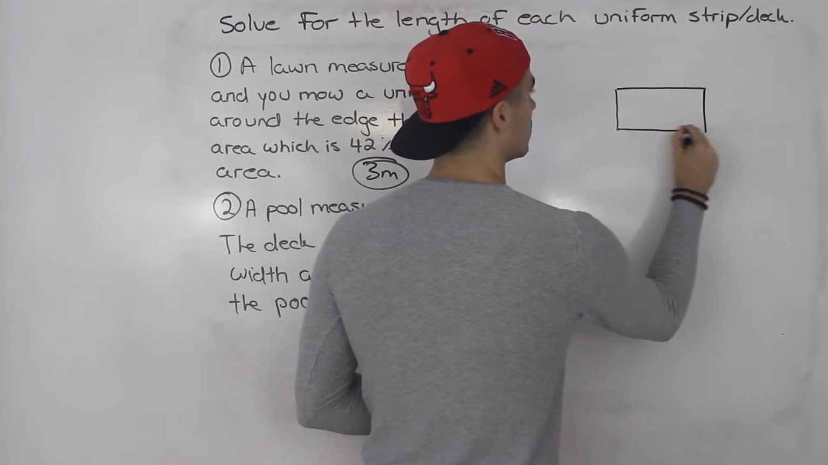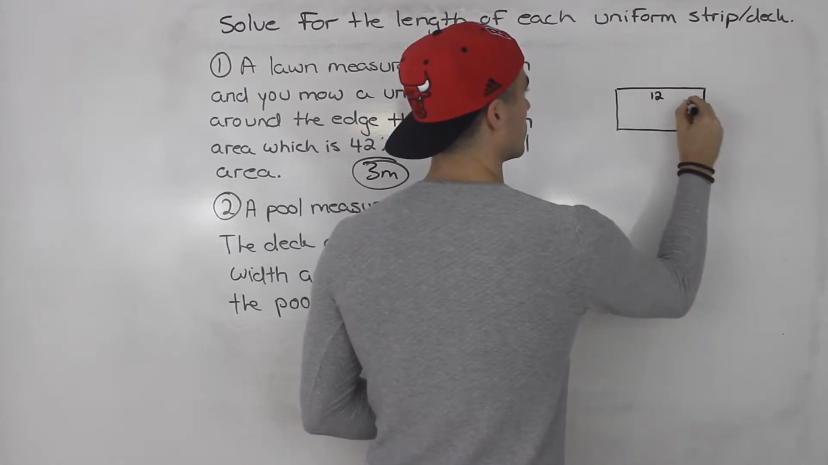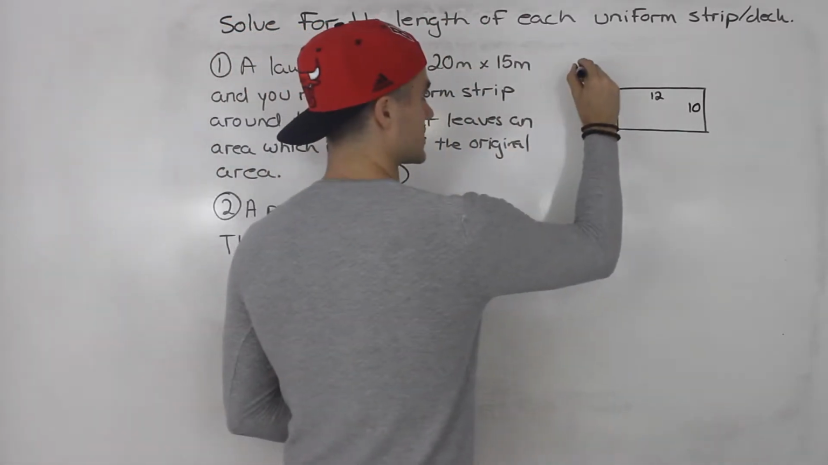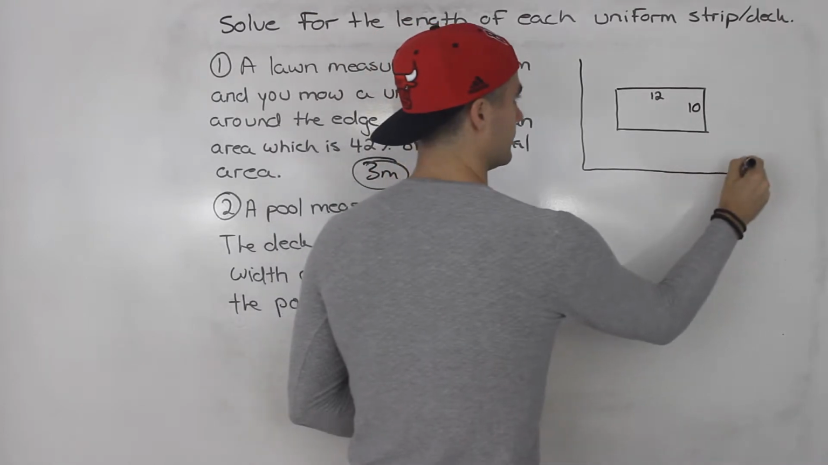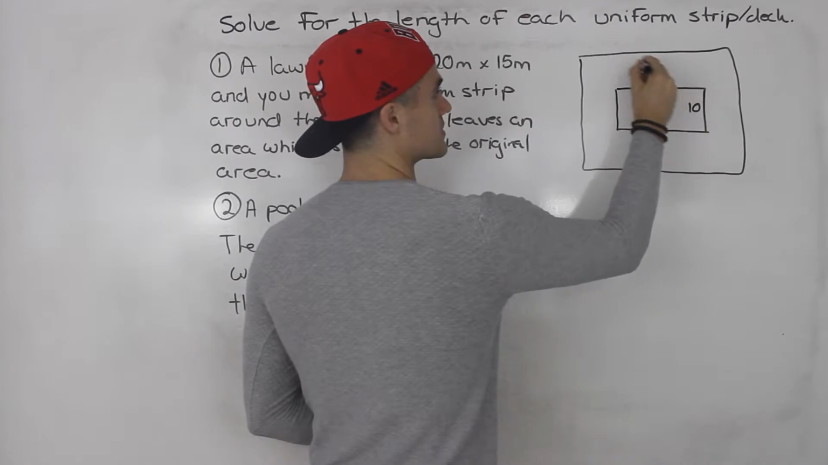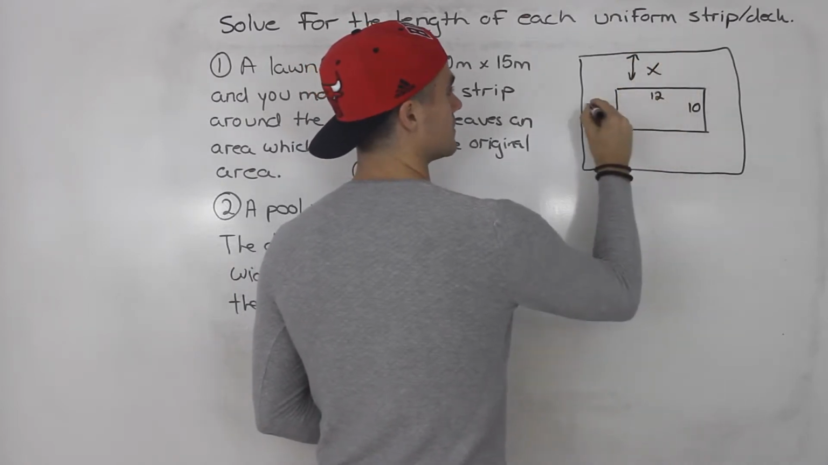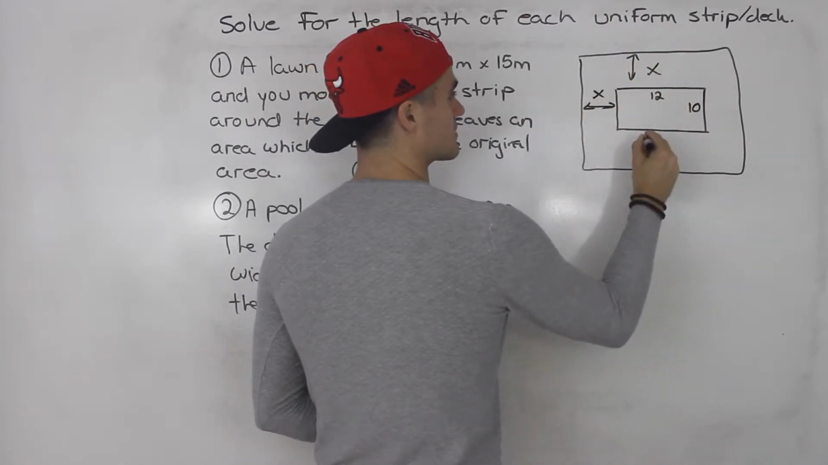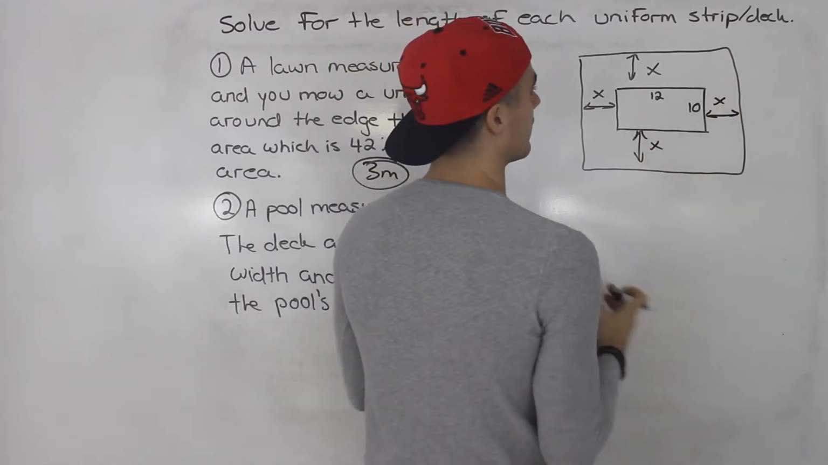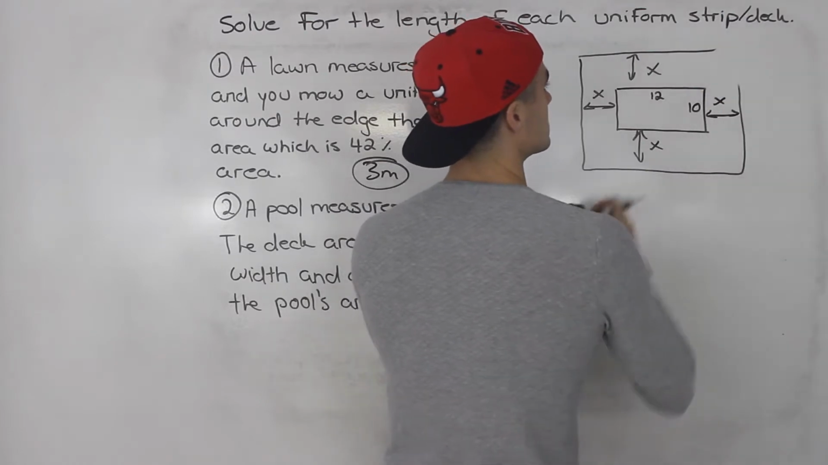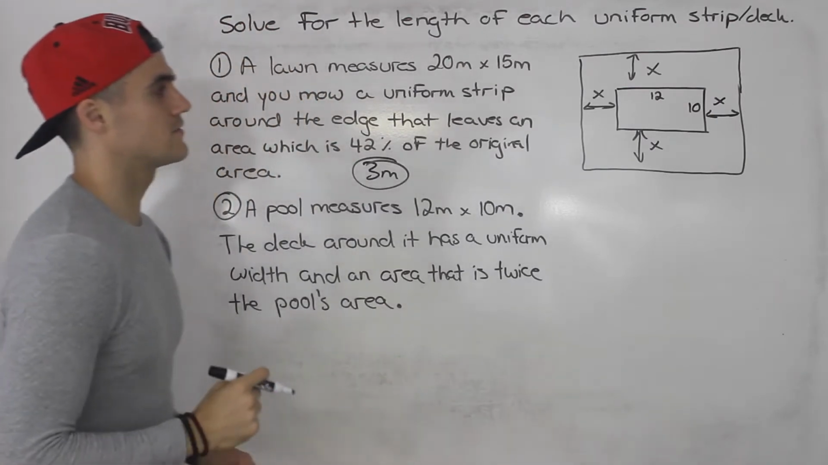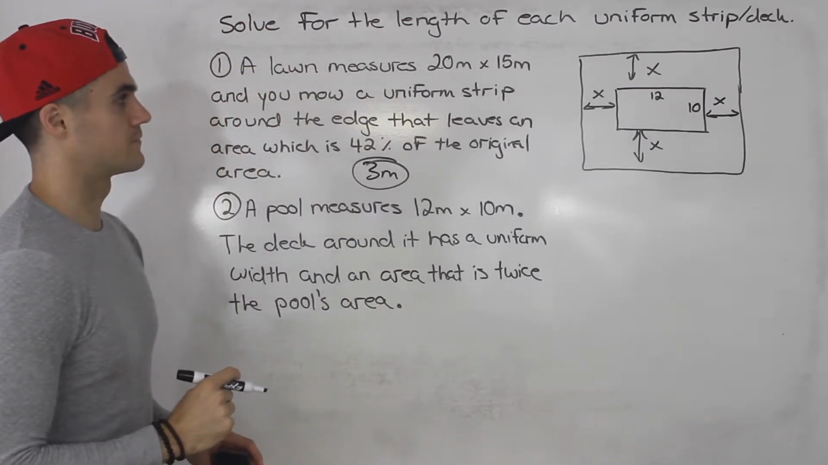So notice here we're going to start with the pool. So this is 12 by 10 meters. And then we're told there's a deck around it that has a uniform width. So this is x. This here is x. x. And x. Let's make this look a little nicer here. Okay, so that's our diagram right there.